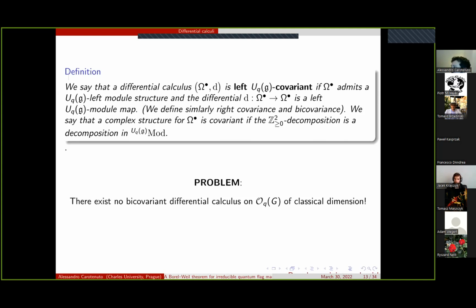Honestly, I don't know. I think that there should exist bicovariant calculi of non-classical dimension for, I think, all OQ of SUN. They have been found, at least. Okay, thank you. No worries.